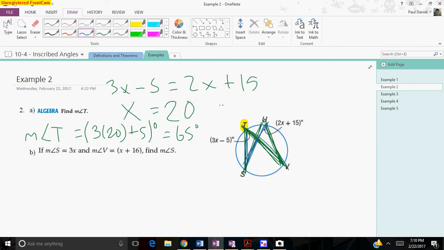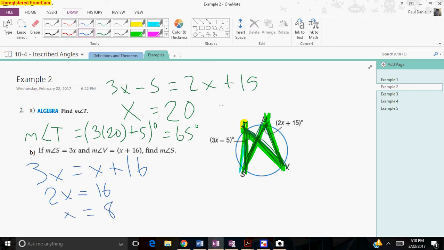Angle S. Okay, let me do this with the highlighter. Maybe the green. Angle S is dealing with this inscribed angle. Angle V is dealing with that inscribed angle. They both intercept the same arc TU. That means they must be congruent. That means that 3x must equal x plus 16. Therefore, 2x must equal 16, where x must be equal to 8.